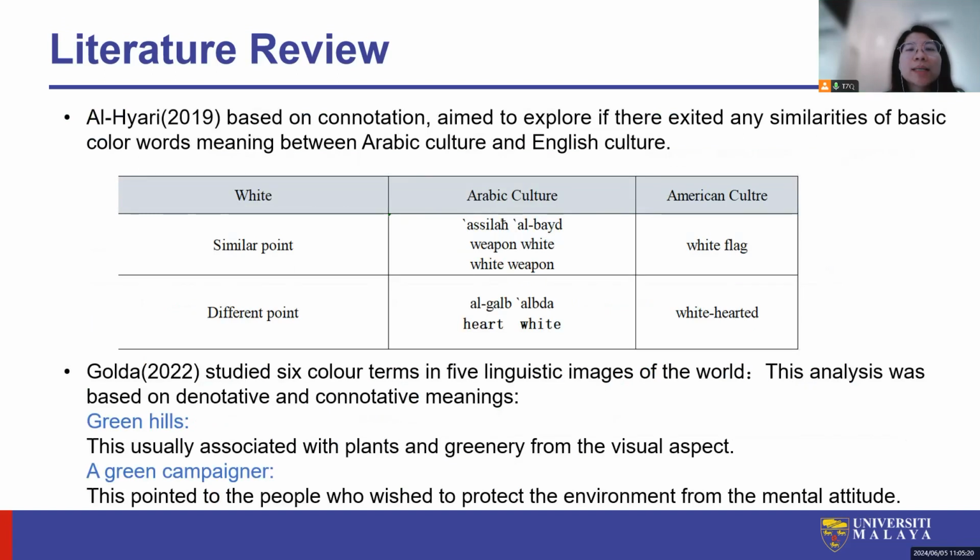El Haya 2019, based on connotation, aimed to explore if there exist any similarities of basic color word meanings between Arabic culture and English culture. Okay, now let's take white as an example. If this Arabic color phrase is translated into English, it is white weapon. Behind Arabic culture, it means peaceful, harmless, achieving the target without violence, the same as the white flag in American culture.